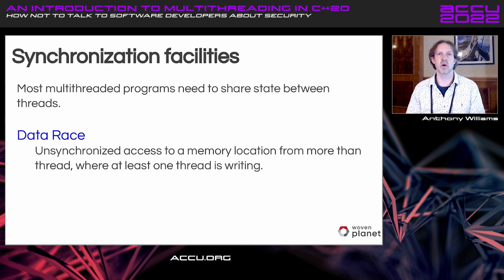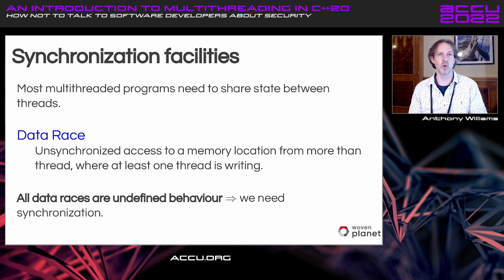A data race is anytime you have unsynchronized access to the same memory location from two threads, and one of those is a write, which, if you don't have explicit synchronization, is pretty much any pair of accesses to the same thing. And the important thing is, in C++, data races are all undefined behavior. And it really can cause big problems.